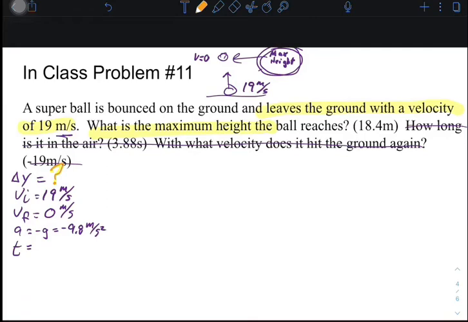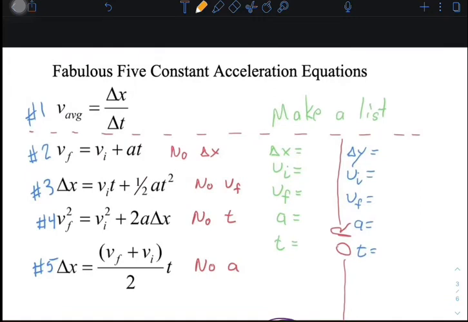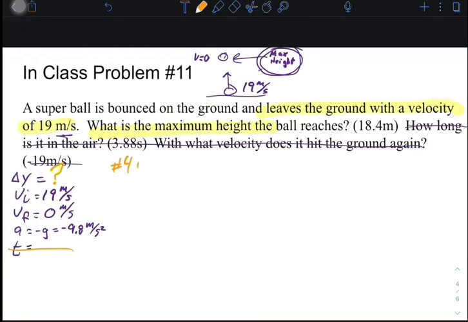Now, the question being asked is, what's my height? What's my delta Y? So what equation are we going to use when we don't know time and we don't care about time? We go through and look at our list of equations. What doesn't have time in it? Equation number 4. VF squared is equal to VI squared plus 2A times delta Y, in the Y direction.